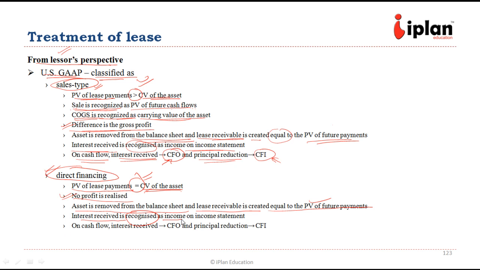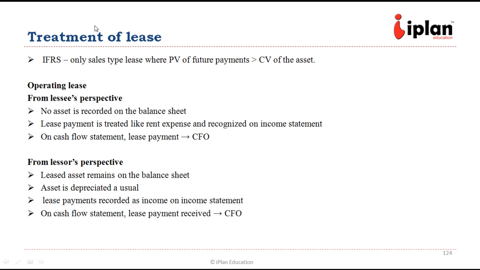And in the cash flow, the interest received is cash flow from operating activities, and the principal reduction is cash flow from investment activities. It is also the same as sales type. Now let us look at IFRS. According to International Financial Reporting Standards, only sales type lease is allowed, where the present value is greater than the current value of the asset.